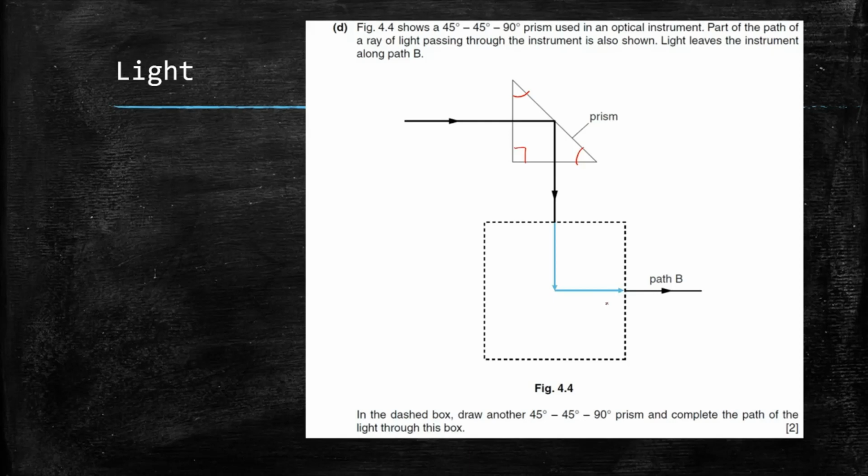Now, let's draw another 45 degrees, 90 degrees prism inside the dashed box. Remember, the light only passes through two different medium as a straight line if the angle of incidence equals to 0. So, we have to put the right angle sides at the top and the right side of the dashed box, like this. Then the light will be able to pass through the path that we have drawn.